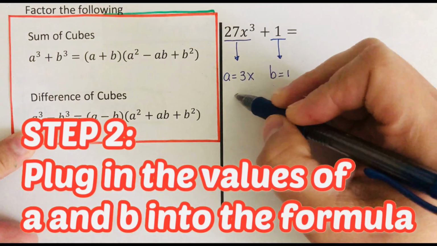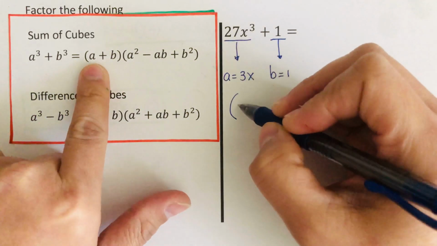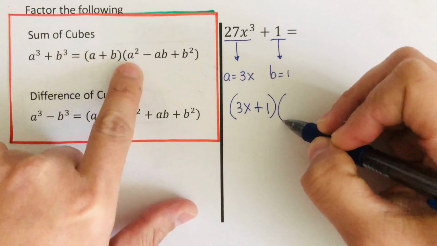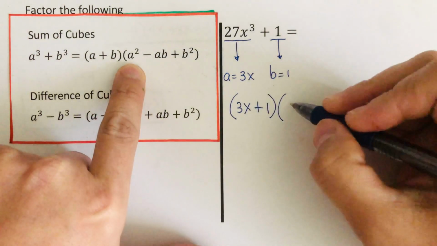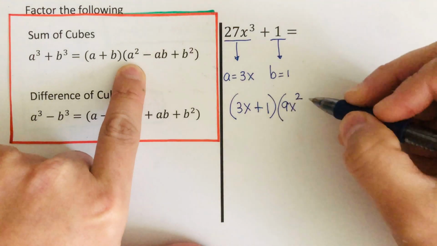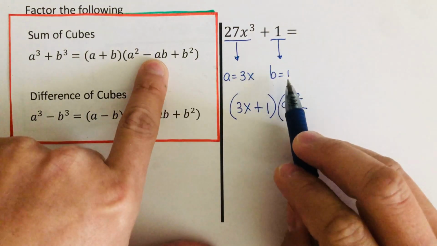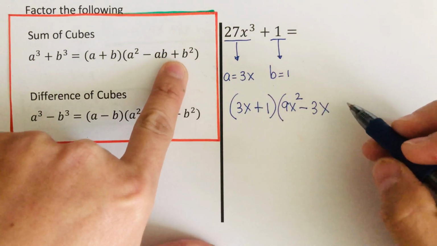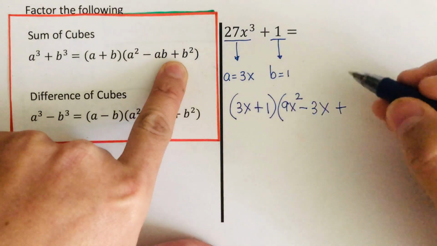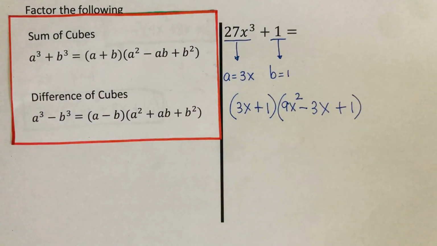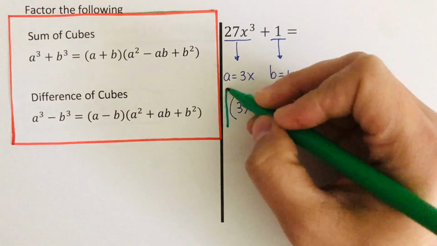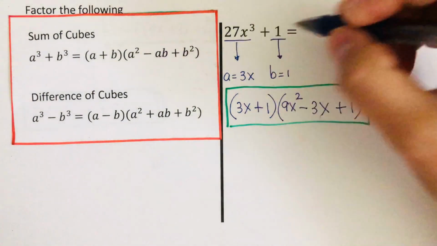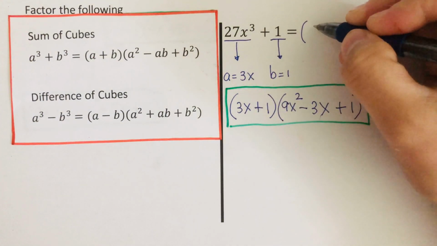So I can go ahead and say that our a is 3x. So I'll write 3x plus our b is 1. And then we have our a squared. That is 3x times 3x, which is 9x squared. That's a minus ab. So multiply the a and b. That is 3x. And then the last one right here is plus b squared. So 1 squared is 1. So this is the factored form for this expression that we have up here. So we can go ahead and say that this whole expression right here is actually equal to this.